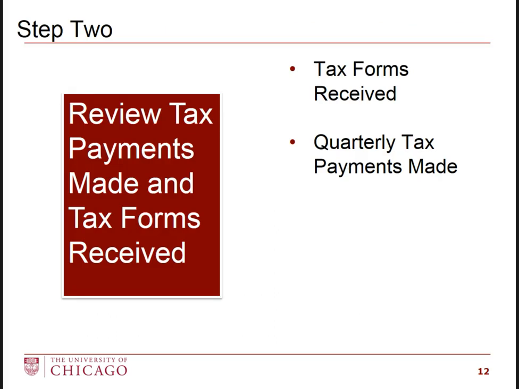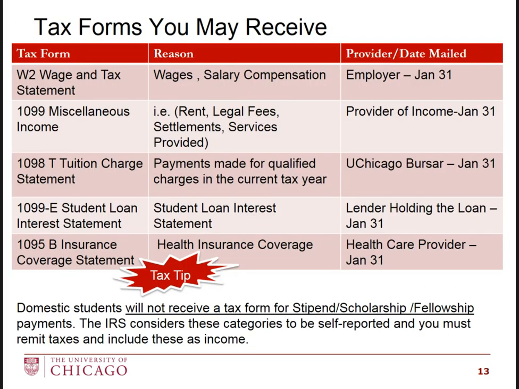Once you have reviewed all of your income sources, you must now review if you've made tax payments and also what types of tax forms you have received. As a UChicago graduate student, this table shows you the types of tax forms you may receive in your tax filing.